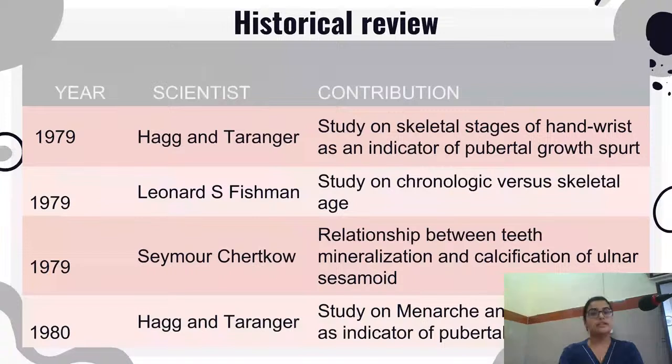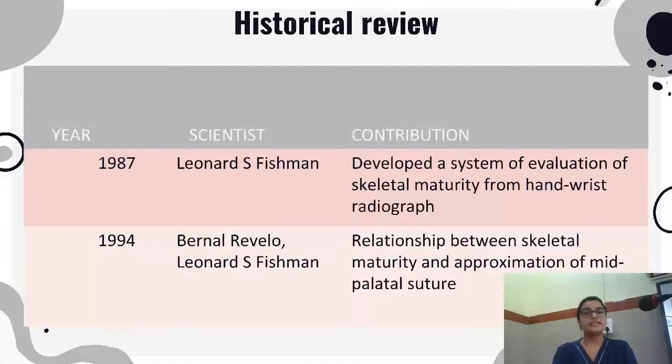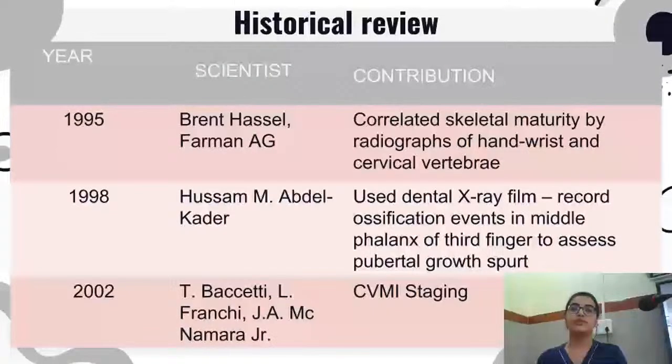In the year 1979, Hägg and Taranger conducted a study on skeletal changes of the hand wrist as an indicator of pubertal growth spurt. In the year 1979, Fishman conducted a study to determine chronological versus skeletal age changes as an indicator of pubertal growth spurt. Fishman developed a system of evaluation of skeletal maturity from hand wrist radiographs. Later, Bernal and Revello studied the relationship between skeletal maturity and approximation of the mid-palatal suture, using photographs of hand wrist and cervical vertebrae.